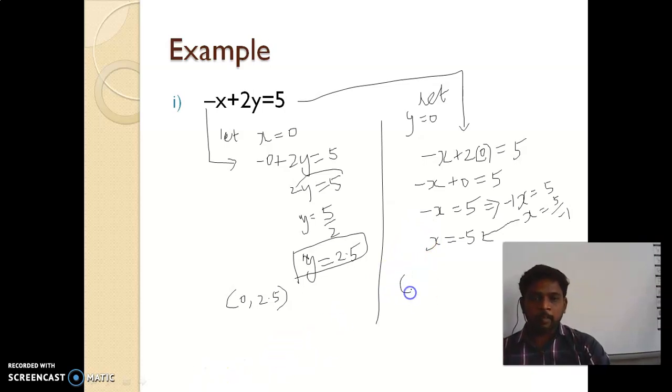So we got x equal to minus 5 when we substituted y equal to 0. This is another solution. So (0, 2.5) and (minus 5, 0) are the two solutions. Now I am going to plot these two points in the graph sheet. Look at the graph sheet now.